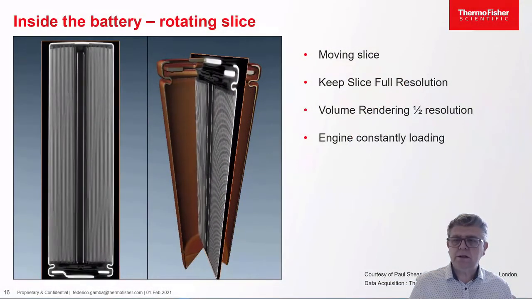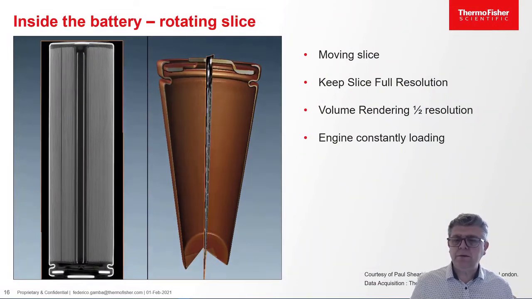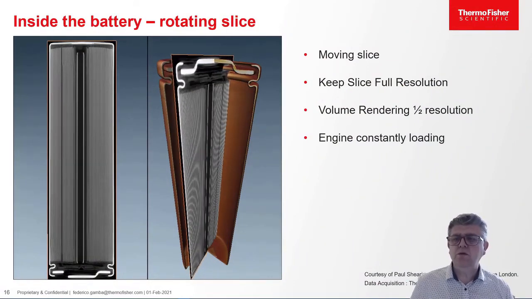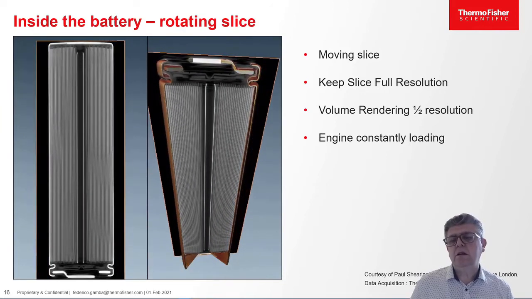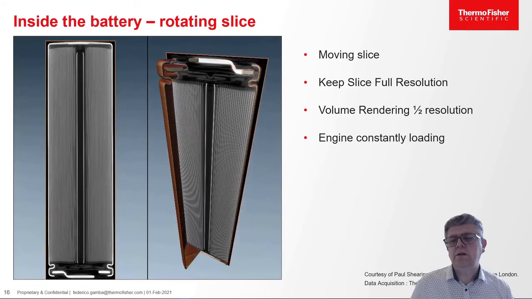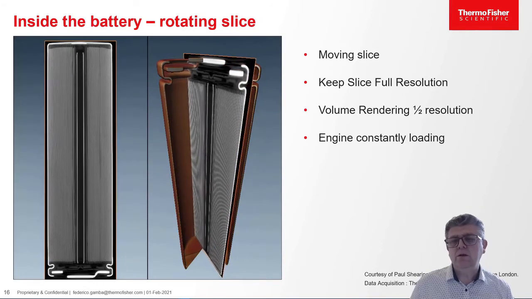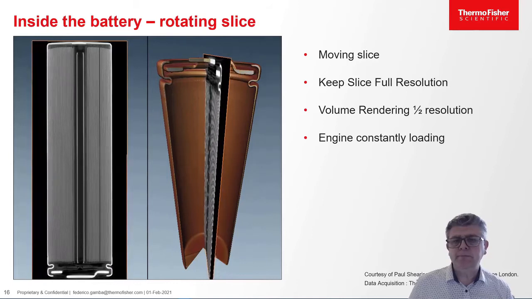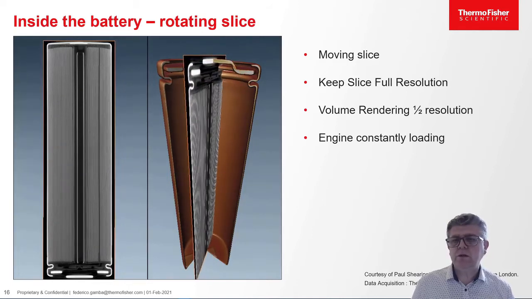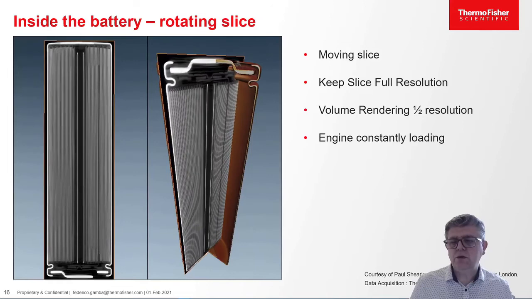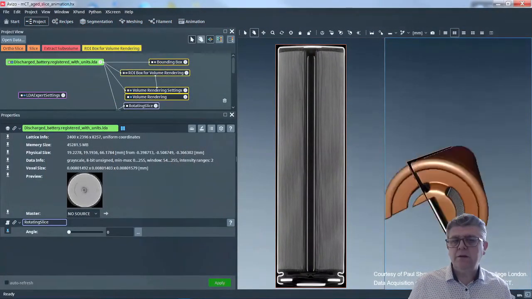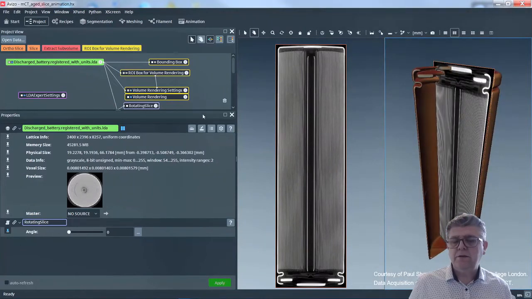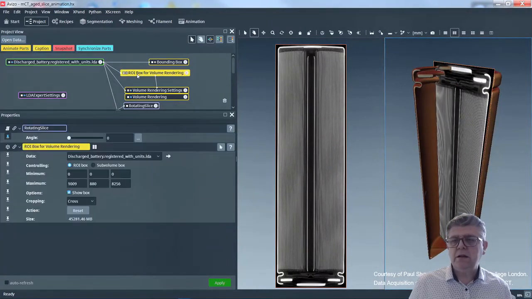So this is another scenario. It's the same data, but I want to make a different video. I want to move the slice constantly, and I want to be sure this is always full quality. So how can I do that? The trick here is to force the engine to constantly load the data, because I'm animating a slice. If I don't explicitly say that to the LDM, it's not going to do it.